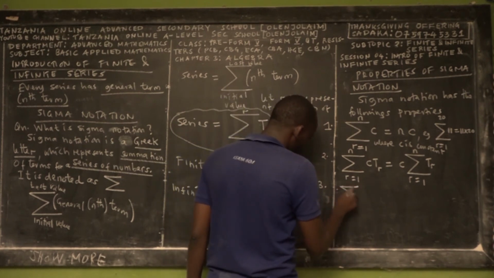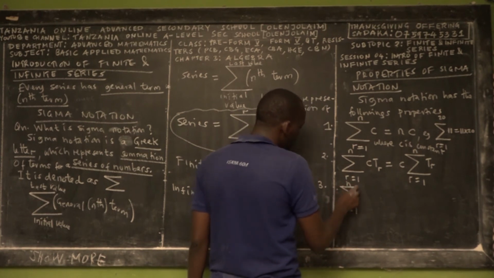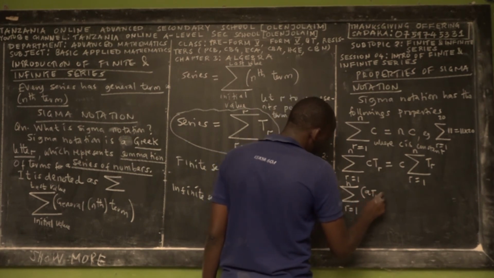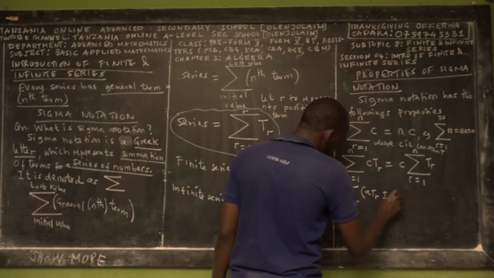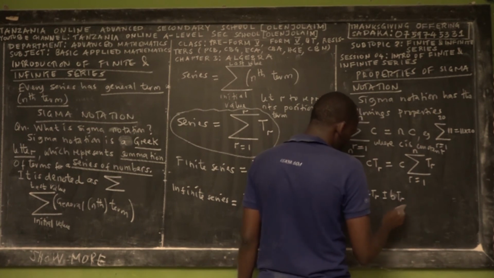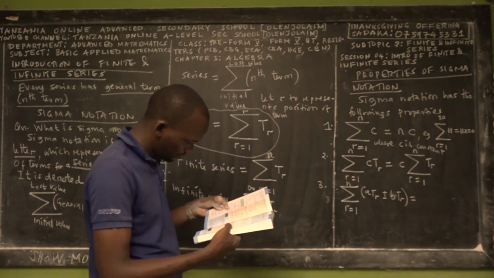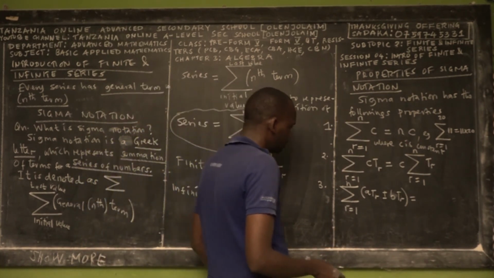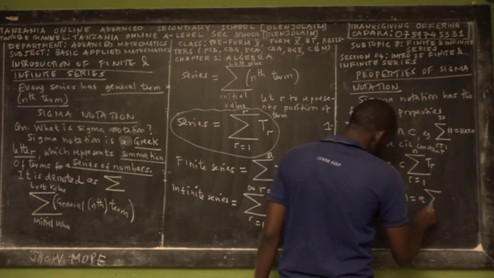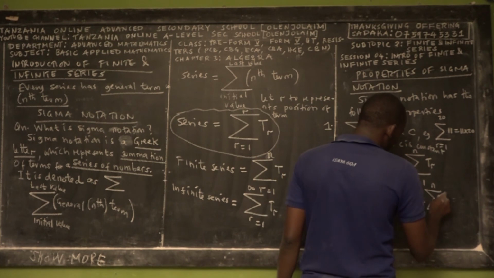if you have sigma notation of the nth term, which is the sum from r equals 1 to n, here we have a t_r plus or minus b t_r, where a and b are constants. This is equal to a times the summation from r equals 1 to n of t_r, plus or minus b times the summation of t_r, because these are constants.